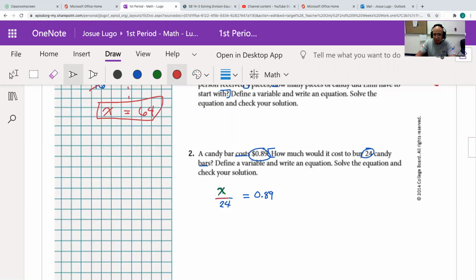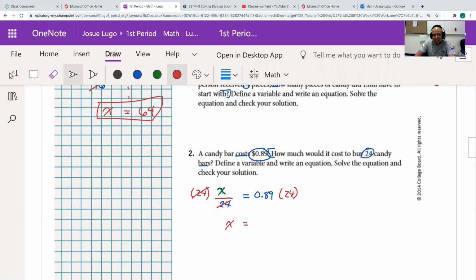No, because I am currently dividing by 24. How do I get rid of dividing by 24? We do the opposite. Instead of dividing by 24, I'm going to multiply the x by 24. Now, whatever I do to one side, I must do to the other. So I need to multiply whatever's on this other side by 24 as well. Divided by 24, multiply by 24, that's going to cancel itself out because they're opposites.